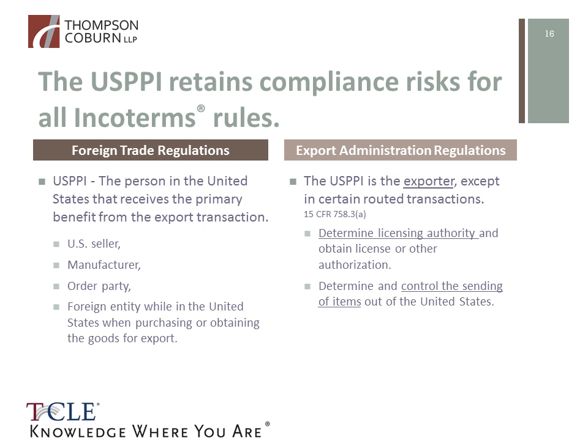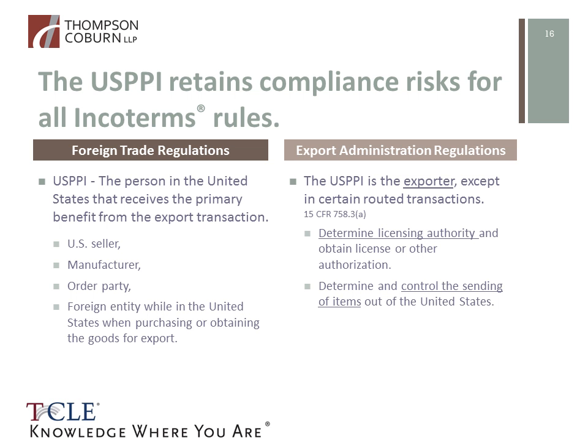So what does it mean to be the exporter? The exporter has to determine the licensing authority and obtain a license or other authorization, if necessary, for any goods that are being exported. So the USPPI, the U.S. principal party in interest, except in certain routed export transactions, has to determine the licensing authority and get the license. You can't do that without classifying the goods, and that responsibility also lies on the USPPI. Also, the USPPI has to determine and control the sending of items out of the United States.